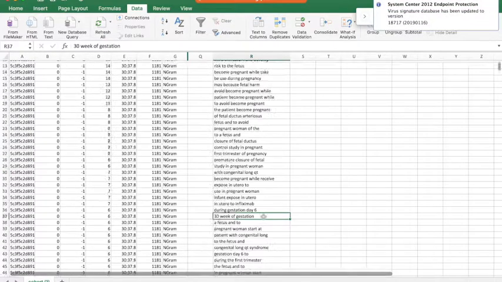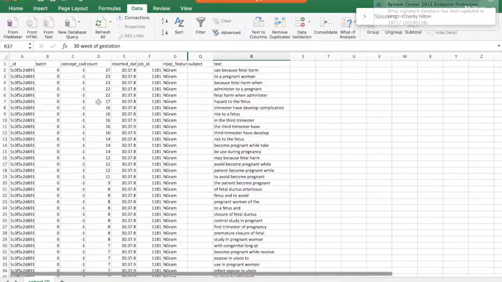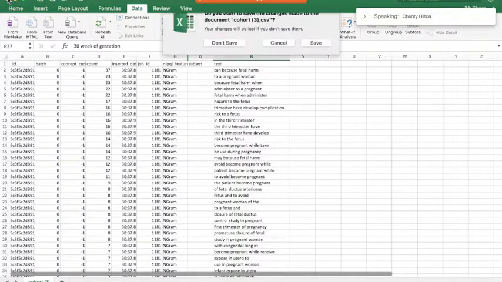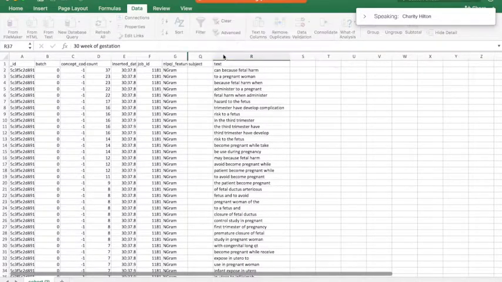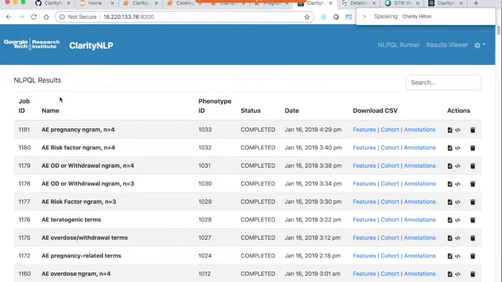Anyway, that gives you some examples of how you might find this in Clarity. You can do the same sort of thing with overdose, because what we found with these particularly, there weren't a lot of labels, and that's why sometimes it makes sense to manually review.